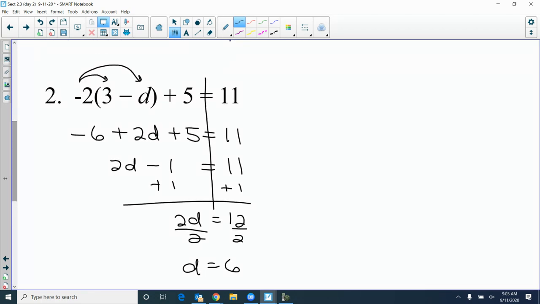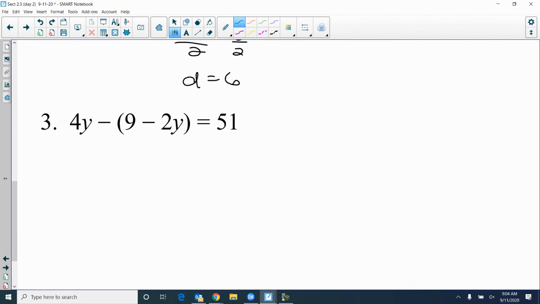Now, how do you check it? Plug it in. I can do a real quick check. What is 3 minus 6? 3 minus 6 is -3. What's -2 times -3? A negative times a negative is a +6. And 6 plus 5 gives me 11. All right, good.